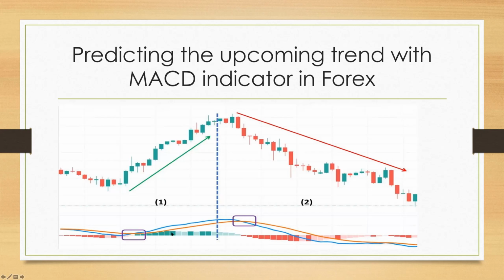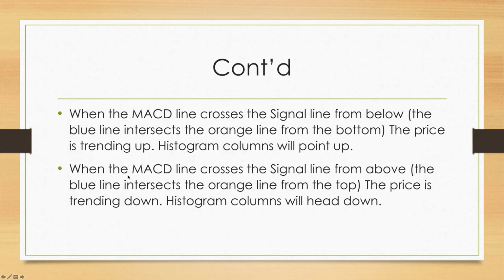So once the histogram is on the upside here, because our price is going up, we're in an uptrend. When the histogram changes to the bottom section here, we see what's going on. We are in a downtrend, and it's also confirmed by our MACD intersecting our signal line in a downward movement. The market is going down. When the MACD line crosses the signal line from above, or the blue line intersects the orange line from the top, the price is trending down and the histogram columns would head down.